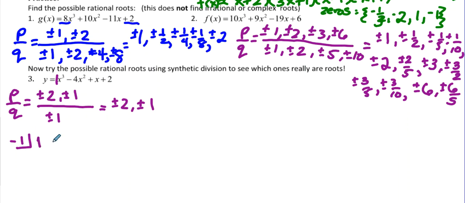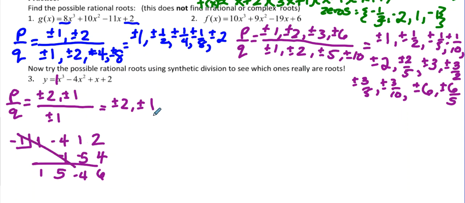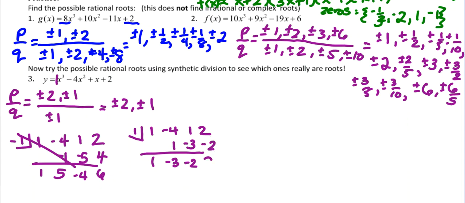So I have 1, -4, 1, 2, multiply, add, multiply, add. It does not look like it's working out. So -1 is not a 0. Try +1. And I have 1, -4, 1, 2. Bring down the first one. 1 times 1 is 1, add, 1 times -3 is -3, add, 1 times -2 is -2. So this one does work out.